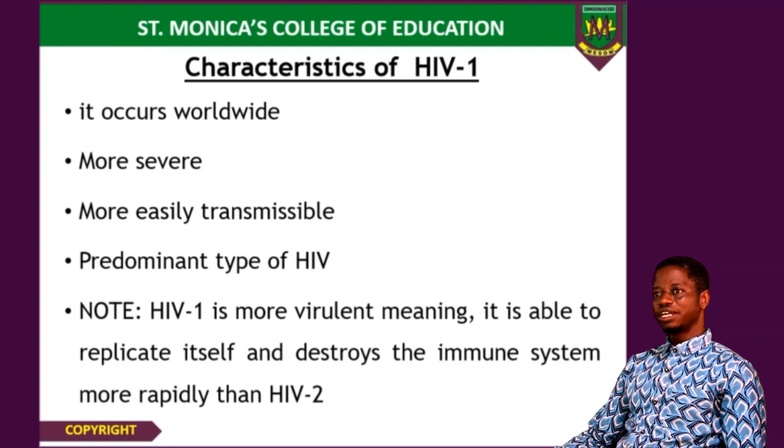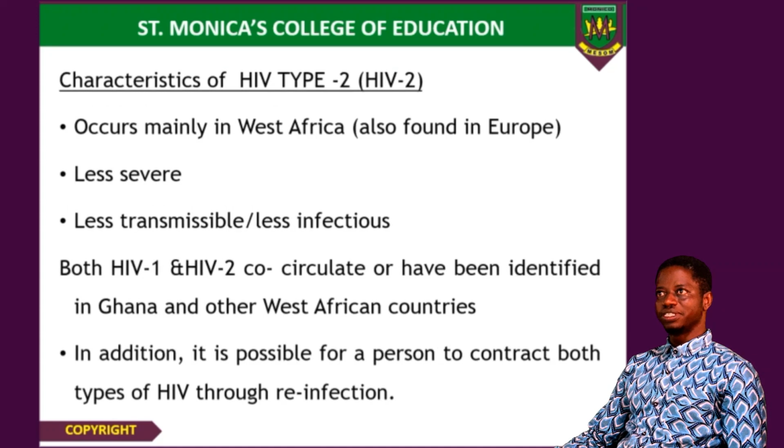Note, HIV type 1 is more virulent, meaning it is able to replicate itself and destroy the immune system more rapidly than HIV type 2. So in your exam, if you are asked why HIV type 1 is more virulent, then we are saying that it is able to multiply or replicate or mutate itself and destroy the immune system more rapidly than HIV type 2. Then let's look at the behavior of HIV type 2. It occurs mainly in West Africa, found in Europe too, especially in Spain.